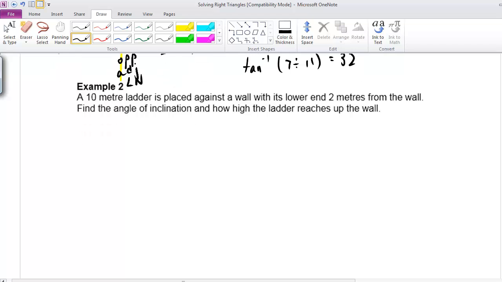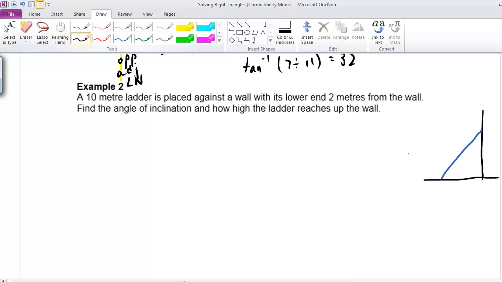Okay, so let's look at one quick example. A ladder leaning against the wall. What I'd recommend you do first is a quick physical little picture. Here's my ground, here's my wall, here's my ladder. And when you do that, you'll end up with a picture, a triangle.